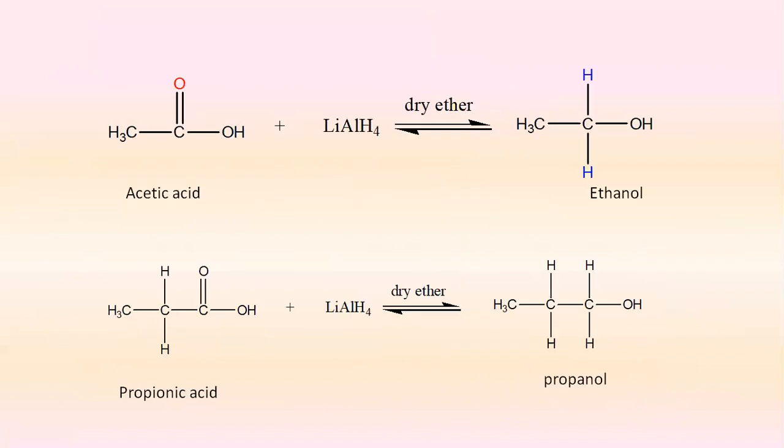Example, acetic acid with lithium aluminum hydride. Now see here, C double bond O: one hydrogen forms a bond with the carbon and one with the oxygen. Therefore, the C double bond O group is converted into CH2, forming ethanol from acetic acid. Similarly, propionic acid with LiAlH4 forms propanol. The number of carbon atoms remains the same, and the OH group remains the same. Only the C double bond O group is converted into the CH2 structure. So this is about the reduction of acids. When acids undergo reduction, alcohol is formed.